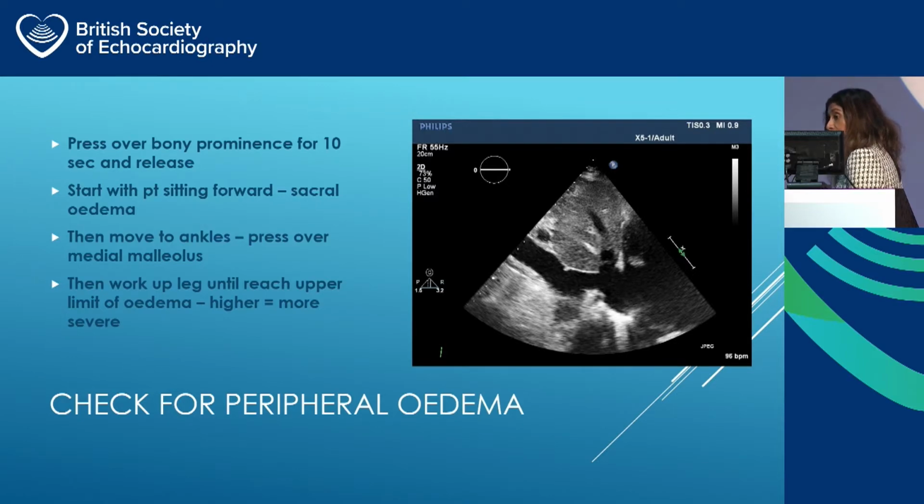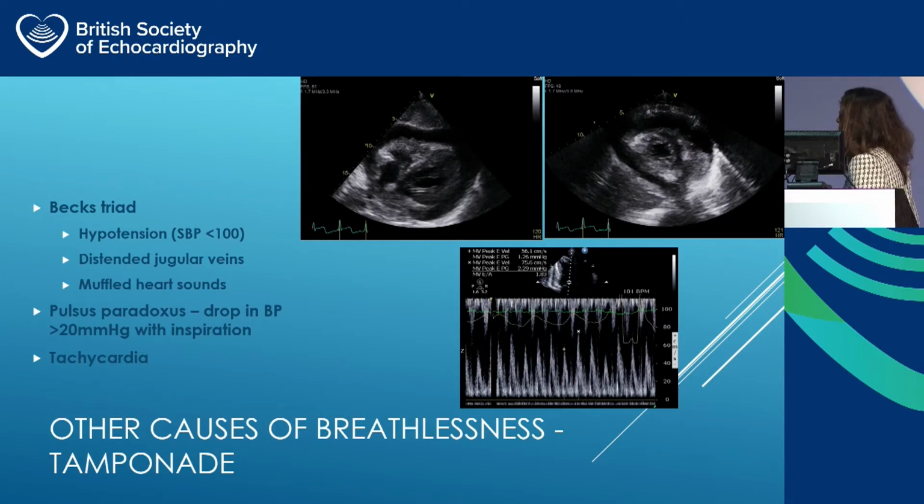If it doesn't pit, it might be lymphedema. And if it's only on one leg, it might be venous insufficiency and not actually to do with the heart. So this dilated fixed IVC will go with peripheral edema.